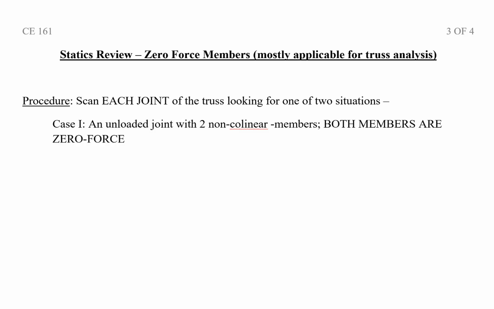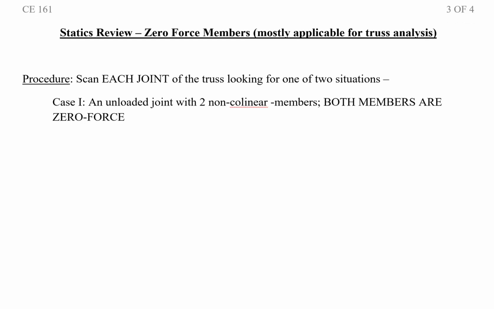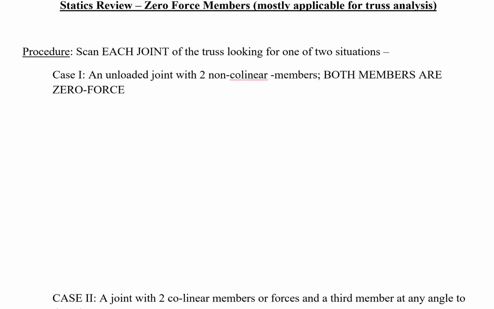Before we start trying to find all of our internal forces in our trusses using method of sections or method of joints, we can simplify the work we need to do by looking for zero force members. So we'll remind ourselves of the two cases we have for zero force members. The first one is an unloaded joint with two non-collinear members.